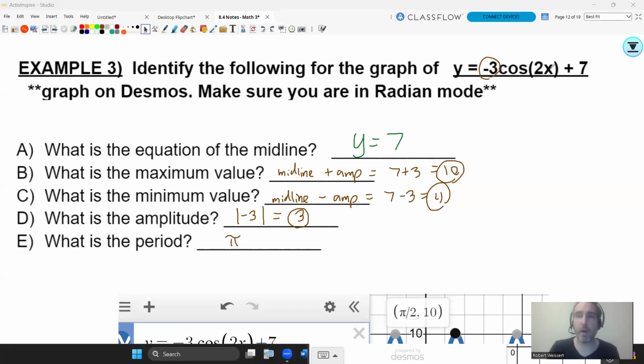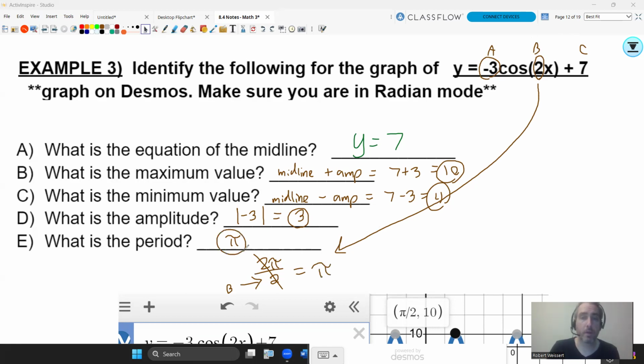Now, how can we get that from the graph? You can take this number here. This is your b value, A, B, and C. You can take that 2, and to get the period, you just take 2 pi and divide by that b value. Well, 2 pi divided by 2 would just mean the 2's are going to cancel out. So you're left with pi, and so that's your period.